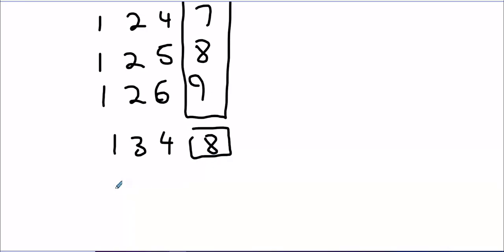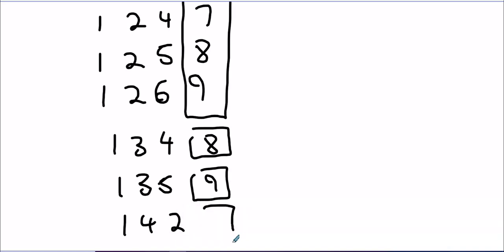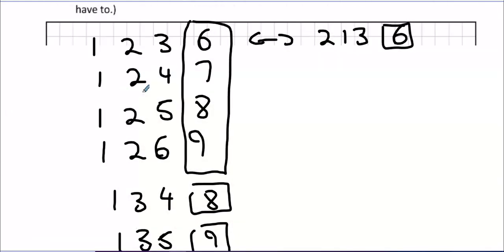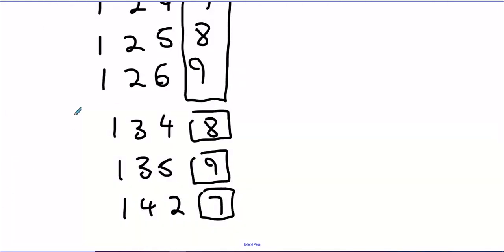1, 3, 4, 8. 1, 3, 5, 9. Okay. I can't use 1, 3, 6. No. And I've done all the 1 2s, haven't I? What about 1 4? Can you use 1 4 1? Can you use the same digit twice? 1 4 2, and that gives me... And then 1 4 3. Sorry, I've already done 1 2 4. So sorry, I'm repeating my work at the moment.